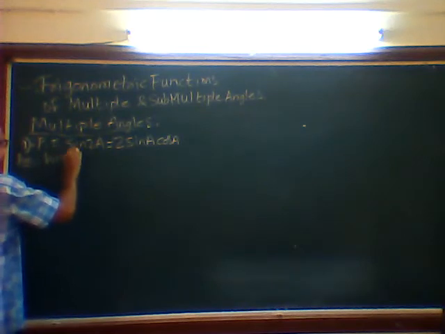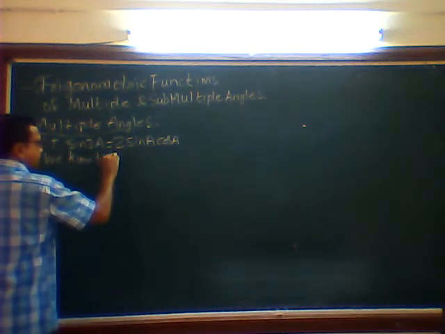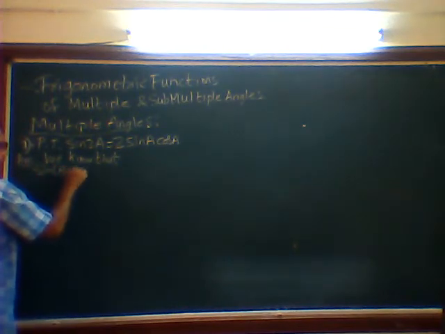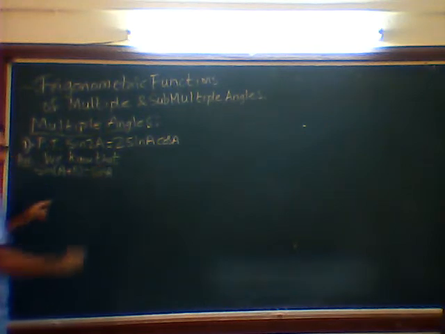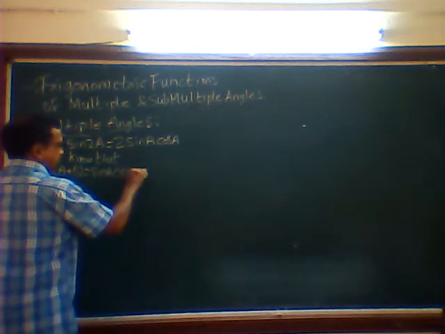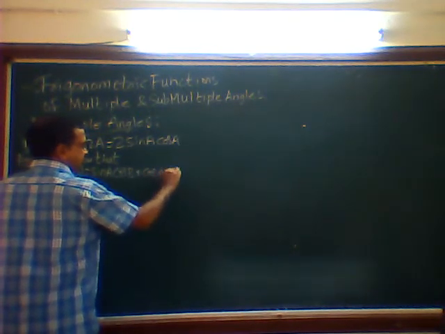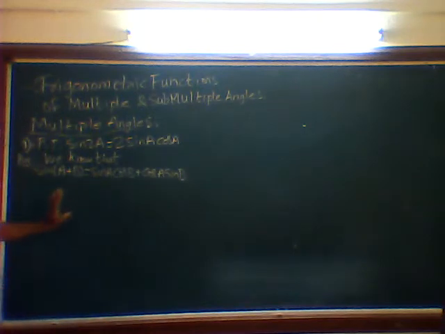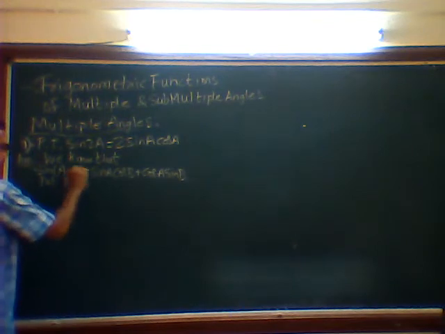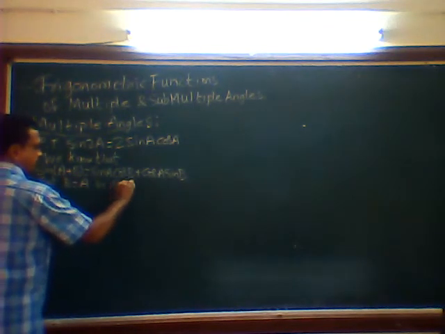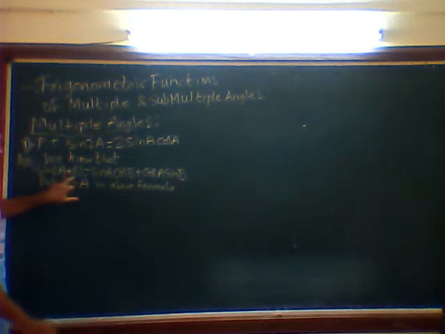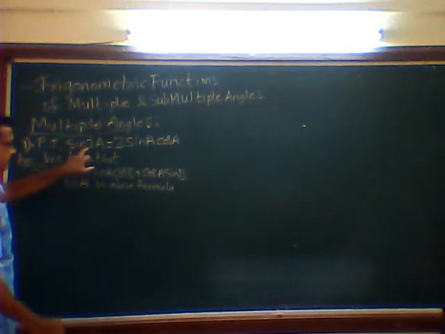We know that sin of a plus b is what? Compound angle formula, we learned last class. Sin of a plus b is sin a cos b plus cos a sin b. Okay, we have learned this. Now what I will do? I will put b is equal to a in the above formula, because I will get 2a from a plus a.